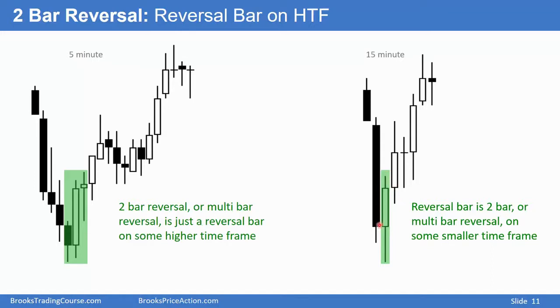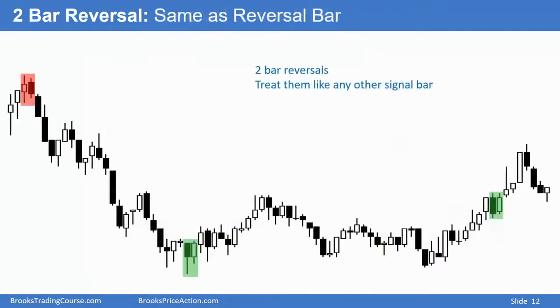And likewise, if you look at a strong reversal bar like this, you know that on some smaller time frame chart, it's a 2-bar reversal or a multi-bar reversal. Whenever I see a 15-minute reversal bar like this, I know that if I look at a 5-minute chart, the reversal took place over at least 3 bars, because a 15-minute chart is made of 3 5-minute bars. And if I look at a 1-minute chart, the reversal took place over 15 bars. So every good reversal bar is a multi-bar reversal on a smaller time frame chart. I treat every 2-bar reversal as the same as a single reversal bar, and I trade them the same. Again, they form a single reversal bar on a higher time frame chart.